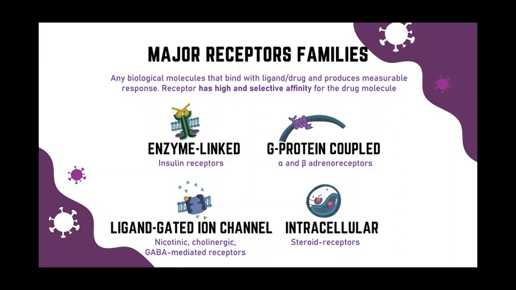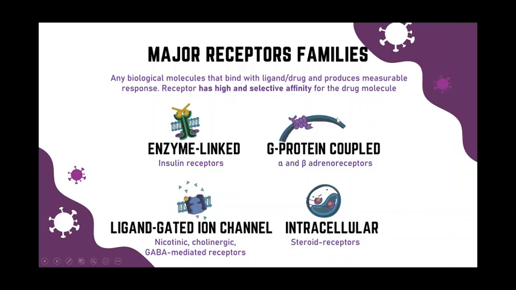Basically, there are four types of major receptors in our body. The drug or ligand has high affinity to bind only to a certain receptor due to the selectivity of the receptors. The first receptor that can be found in our body is enzyme-linked receptors, such as insulin receptors. The second is ligand-gated ion channel receptors, such as nicotinic cholinergic and GABA-mediated receptors, that allow influx or efflux of ions in our body, such as sodium, potassium, and chloride ions.